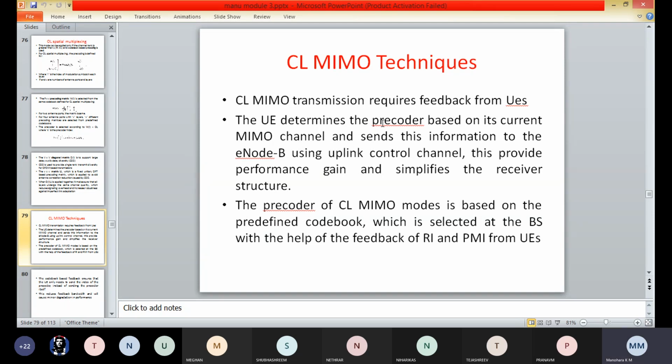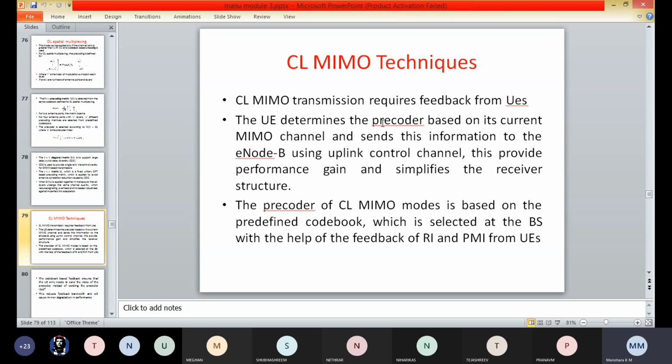So the user equipment determines this based on its current MIMO channel and sends the information to the E node B using the uplink control channel. This is able to provide additional performance gain and simplify the receiver structure.